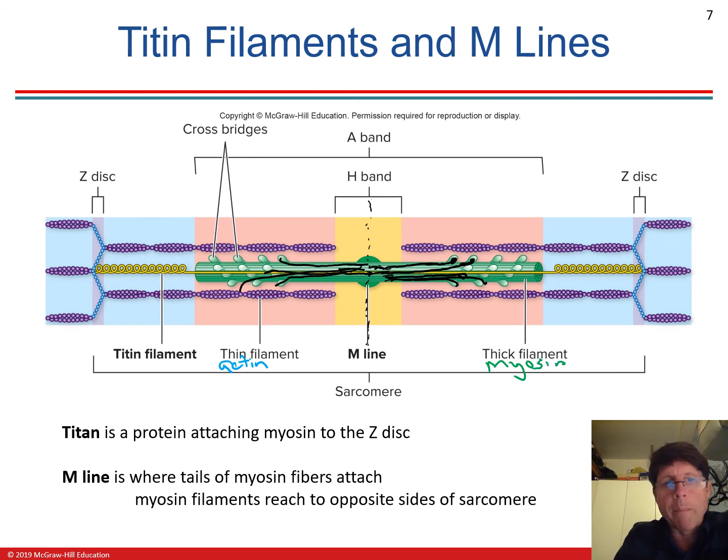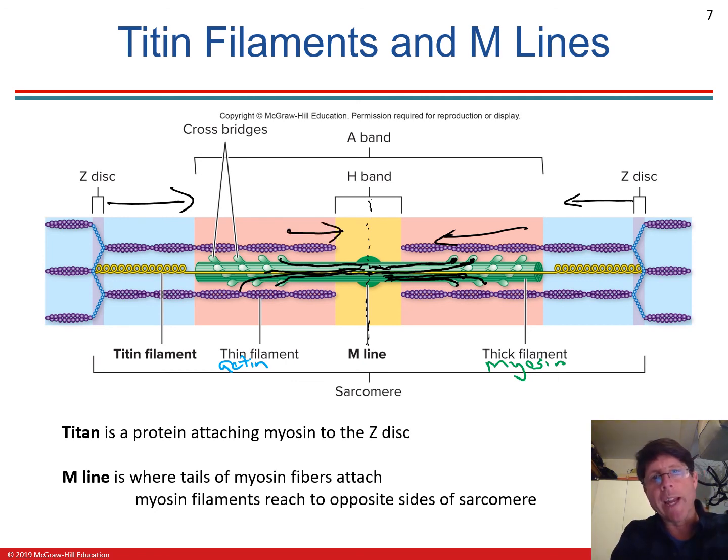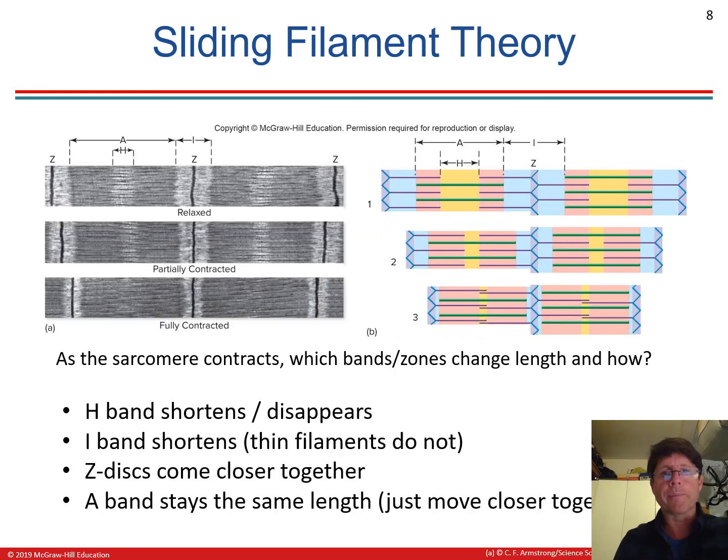So I'm hoping this is kind of building on each other, so you can see how this whole thing is going to contract. When those myosin heads pull on the actin, they're going to pull it into the middle, causing these Z discs to go into the middle. And we'll see that happening. That's going to make this H band shrink, and it's also going to make this I band shrink. So that's what we're seeing here.